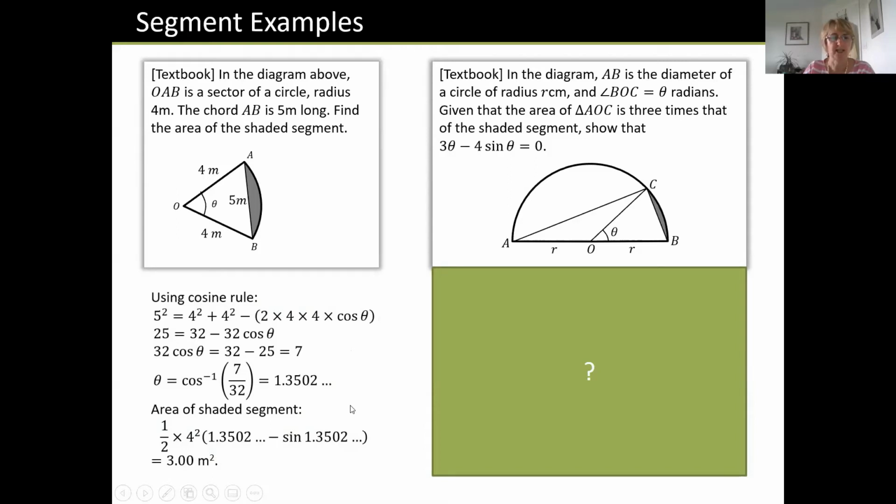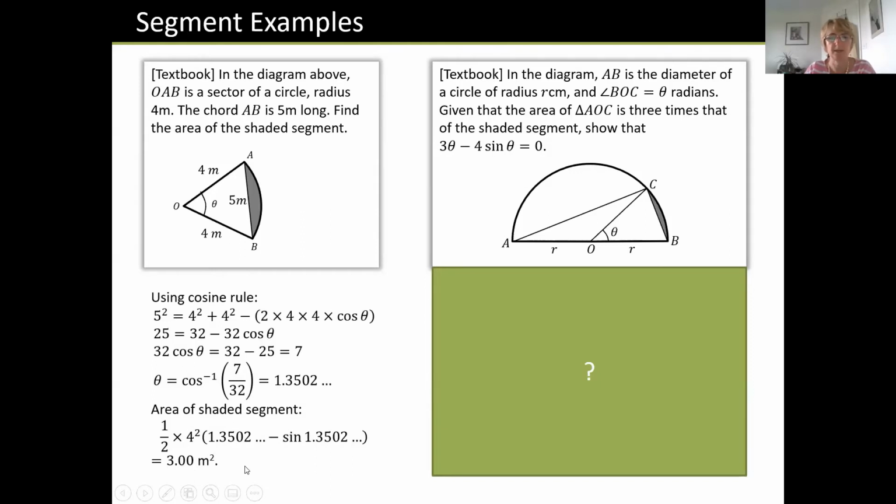The area of the shaded segment is half r squared, theta minus sine theta, because it's a segment, not a sector. Notice that the value for the angle in radians is not 3 significant figures. It's as accurate as you can make it. If you round it here and then use a rounded value later on in this formula, you get an inaccuracy. So don't round until the very last step. In fact, you would just keep that in your calculator and use it again there. So the area of the shaded segment works out as 3.00, that's 3 significant figures, that's why the 2 zeros are there, meters squared.